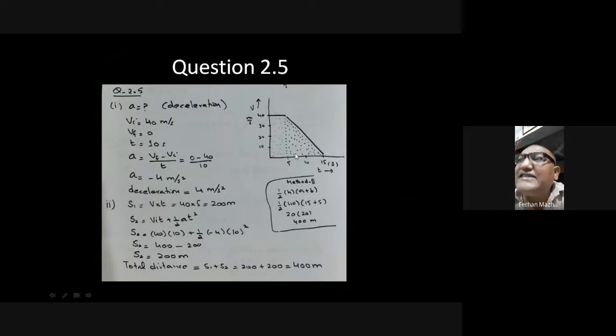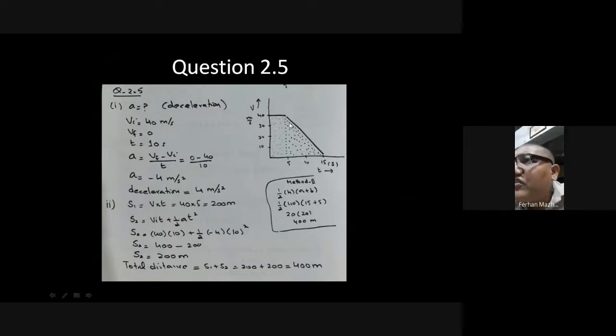And in the next 10 seconds, it decelerated and came to rest. Means final velocity became zero in the next 10 seconds. So after 5, if you take 10 seconds, it will be 15 seconds. So this is how you represent it on a speed time graph. Now, their first question is what is the deceleration? They want you to find out the deceleration here.